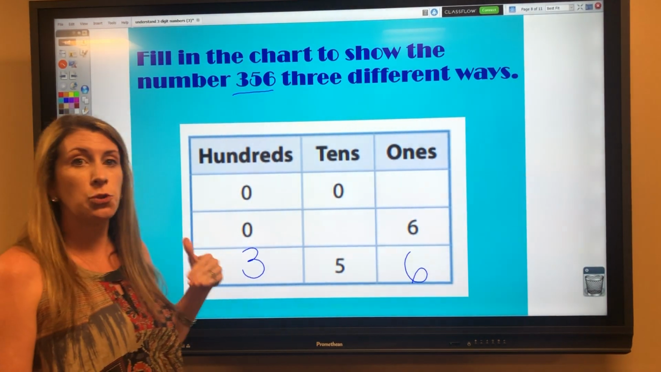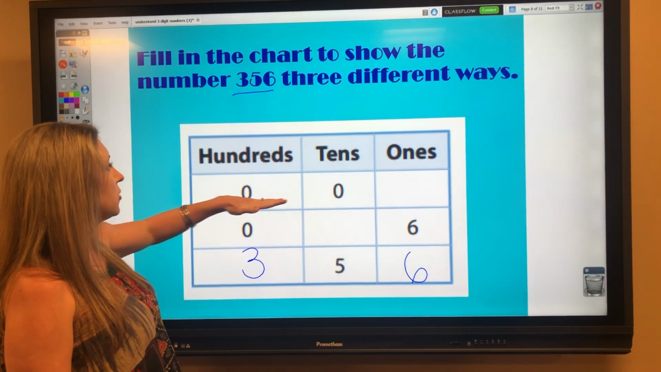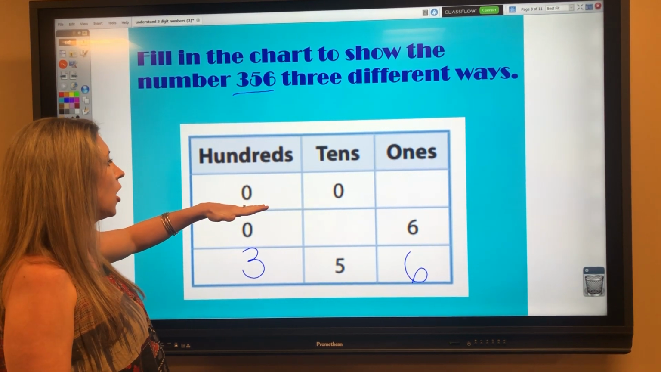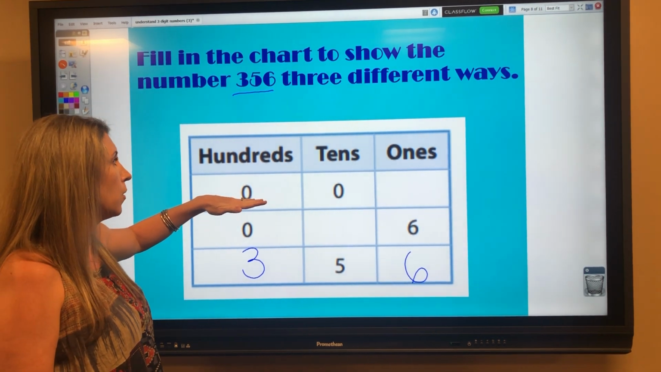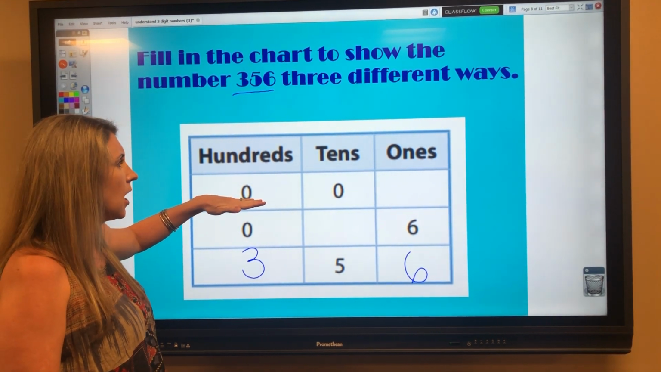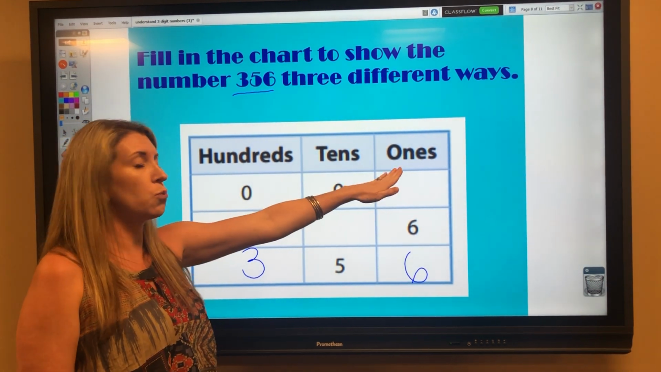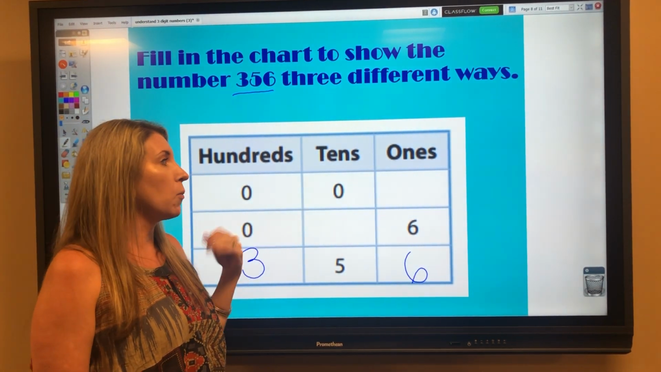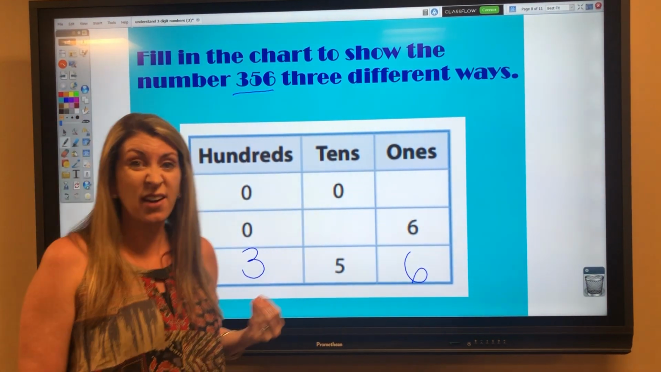But let's look at 2 other ways to do that. If you go back here to the first one, this chart says we cannot use any 100 flats to show 356. And we can't use any tens. We can only use ones. Well, we know that ones, we would have to have a lot of ones.